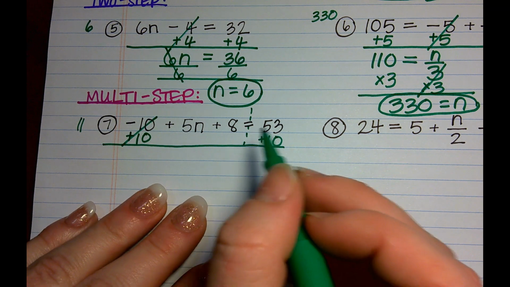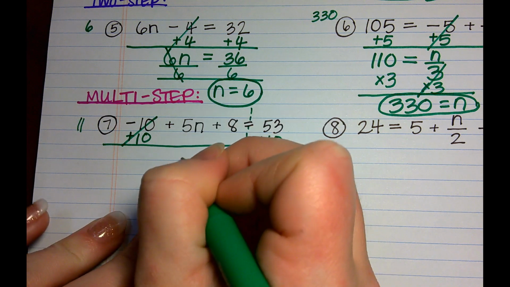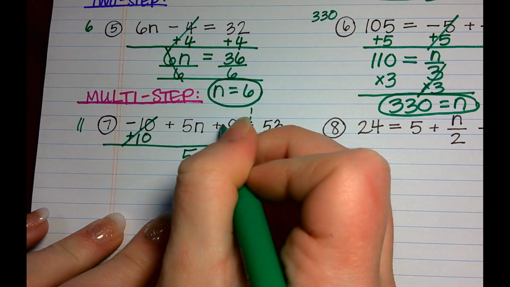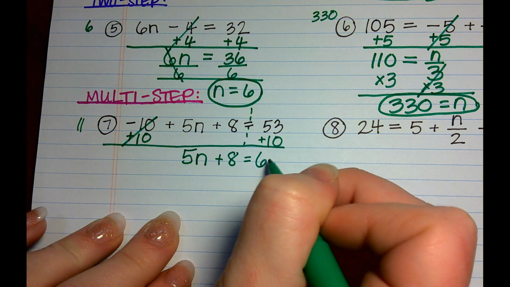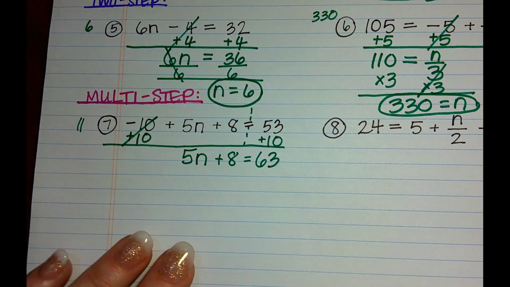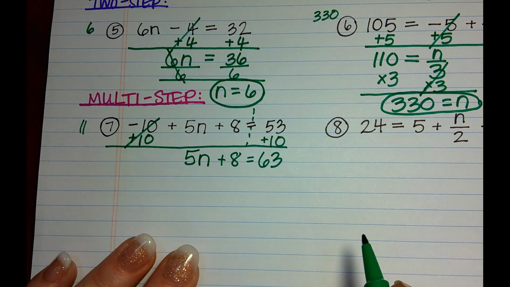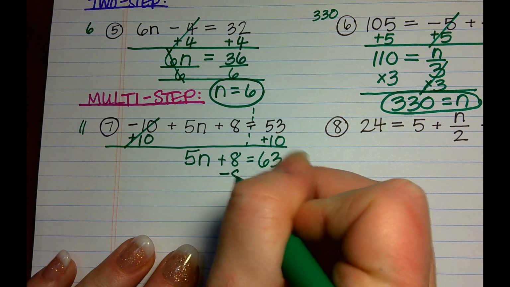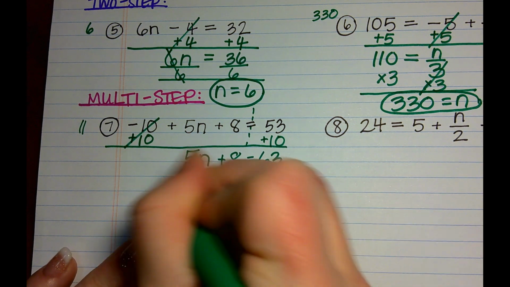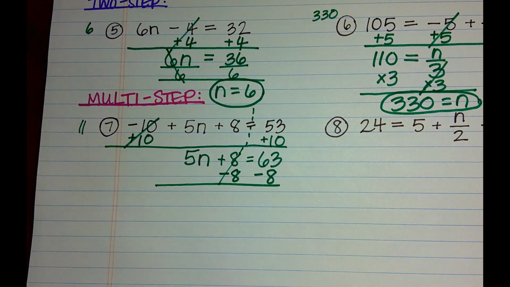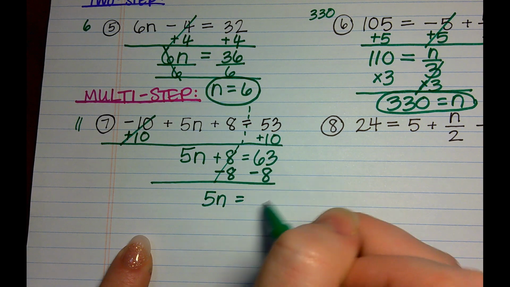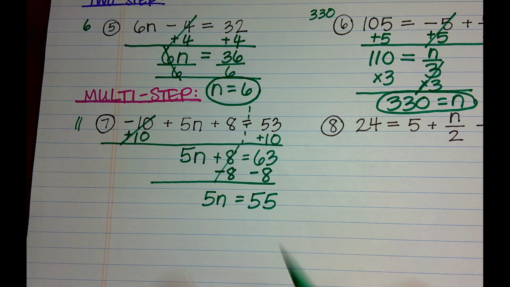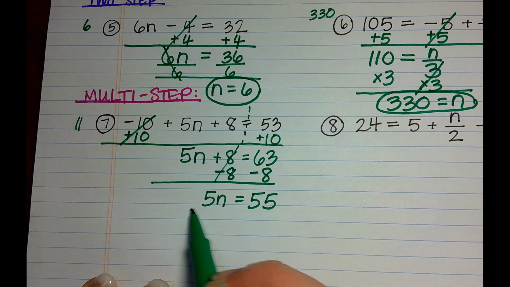63. And you bring down those 5n plus 8 equals 63. Then what? Subtract 8. Good. Subtract 8 from 63. That's 55. Equals 55. Yep. Okay, and then you're going to divide 5 on each side.